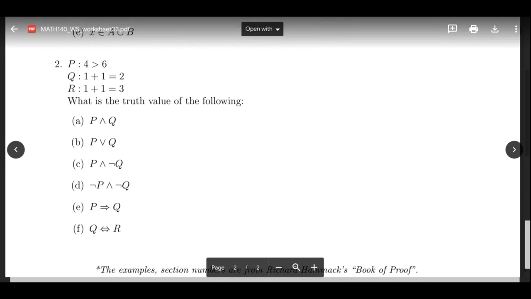Okay, Ajay, you want to try 2A? False. Okay, so P is false. So P and Q, even though Q is true, P and Q is false. Great. Okay, 2B.